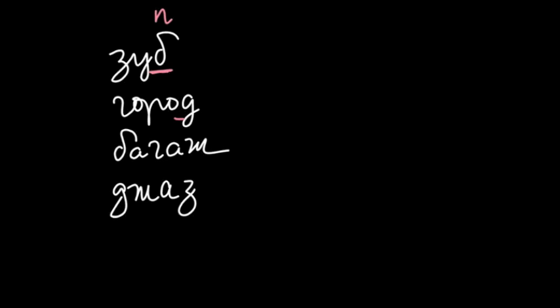How about this one? If we end this word, which of course you know, city, gorod, if we have d at the end, d is voiced, so it will become pronounced like t. How about this one? We have j at the end of the word, voiced. What's its voiceless counterpart? Sh. So this word sounds like bagash.